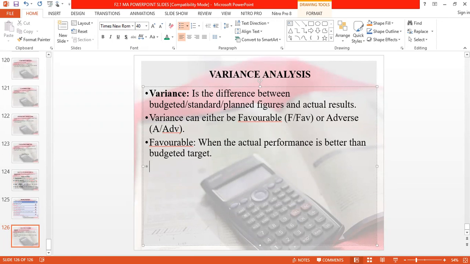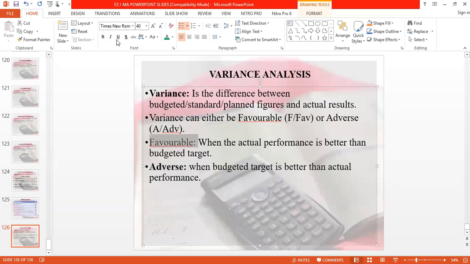Next, adverse is when actual performance, or when budgeted target is better than actual performance. So that is what we have.